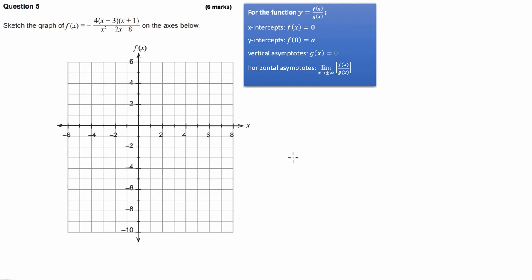And just before we start, guys, I'd like to add to our checklist here. The one thing I'd like to add, if we've got a function over a particular domain, is to make sure that we evaluate the function at the domain's endpoints. So I'm just going to write here for our own reference: endpoints.